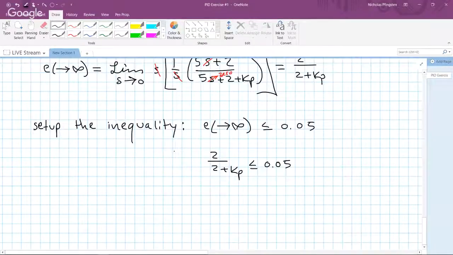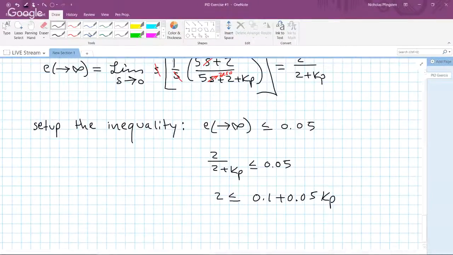Now I'm just going to do it the way I would do it. I would have 2, and I would distribute the 0.05, because that's something I would just kind of organically do that way. Professor does it a different way, but I'm not him. So I'm using my calculator. This turns out to be 0.1 plus 0.05 Kp. So I'm going to subtract that 0.1 to the other side.